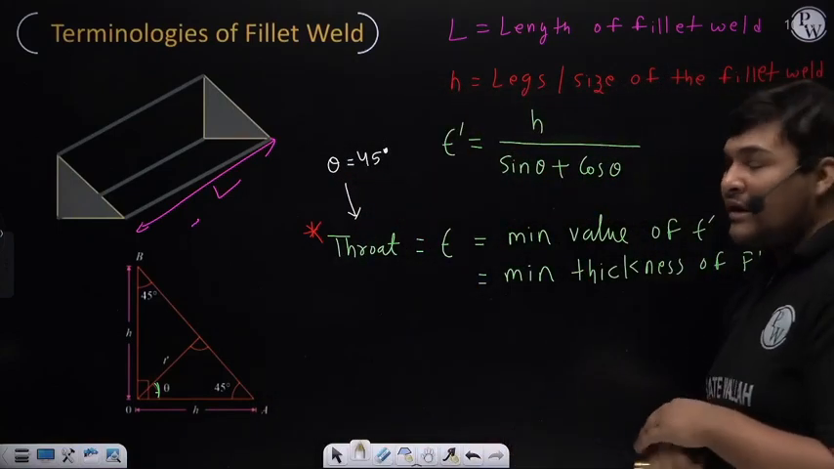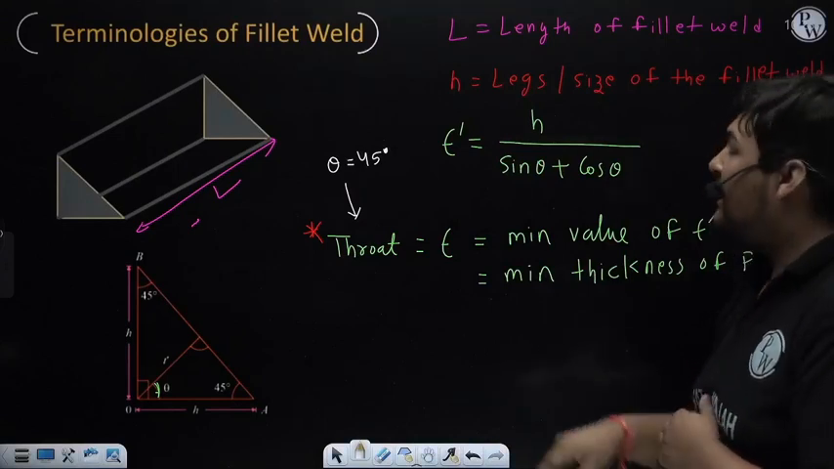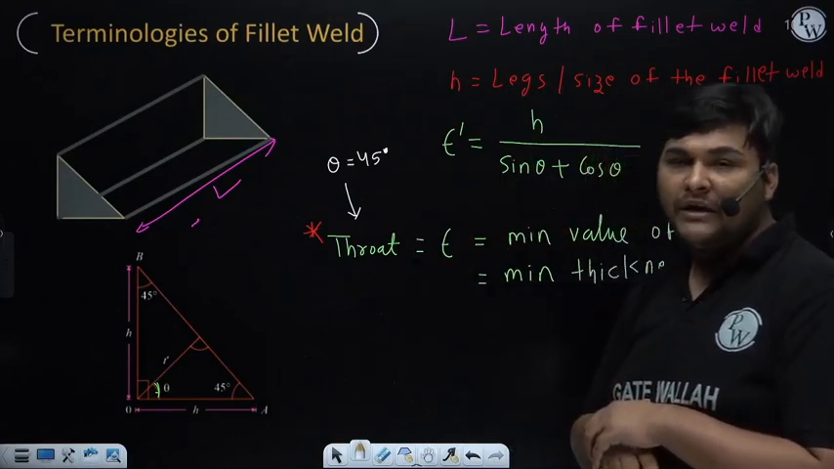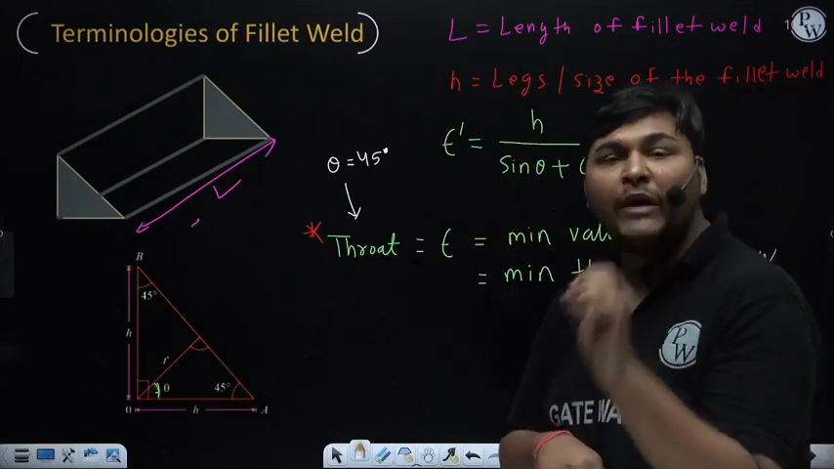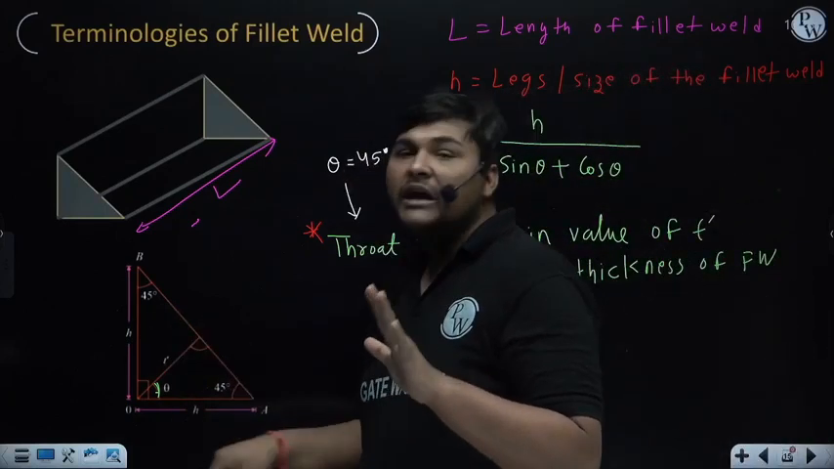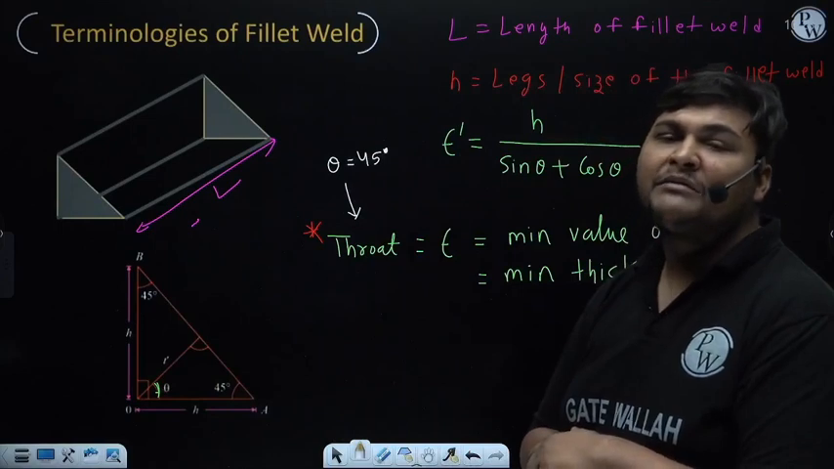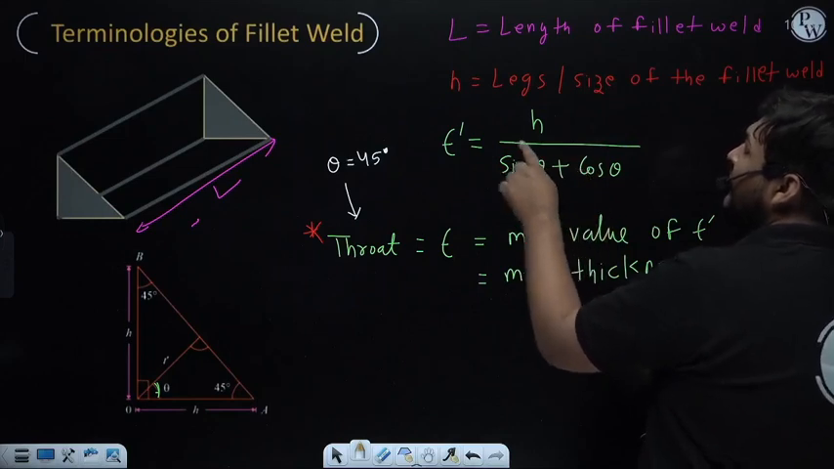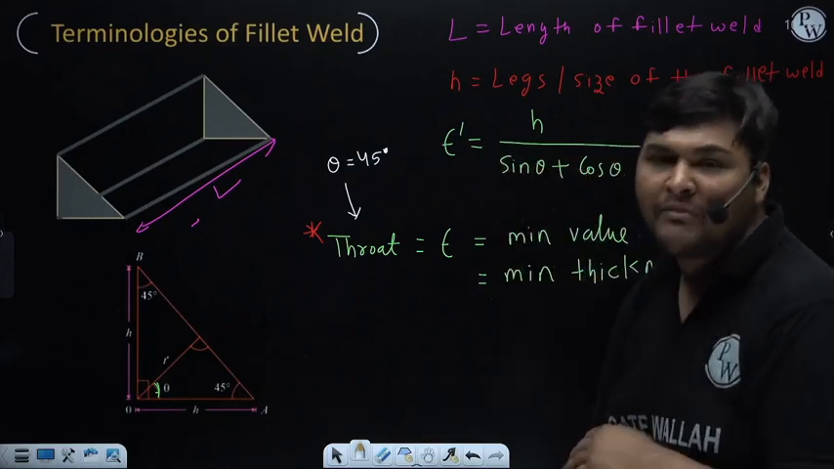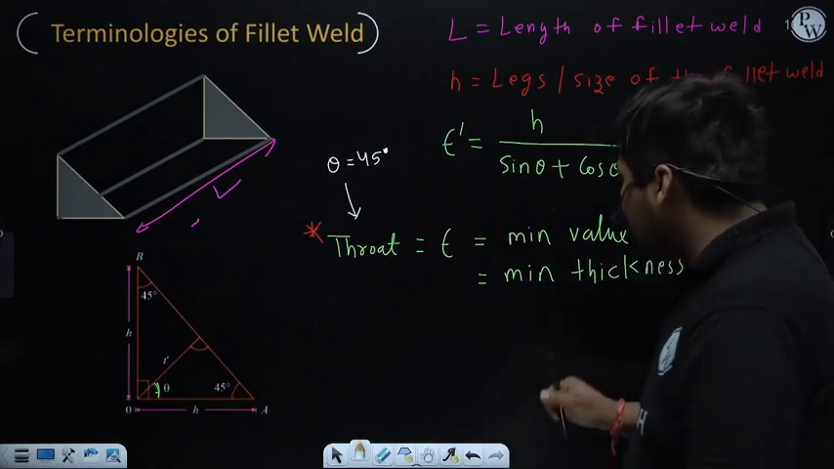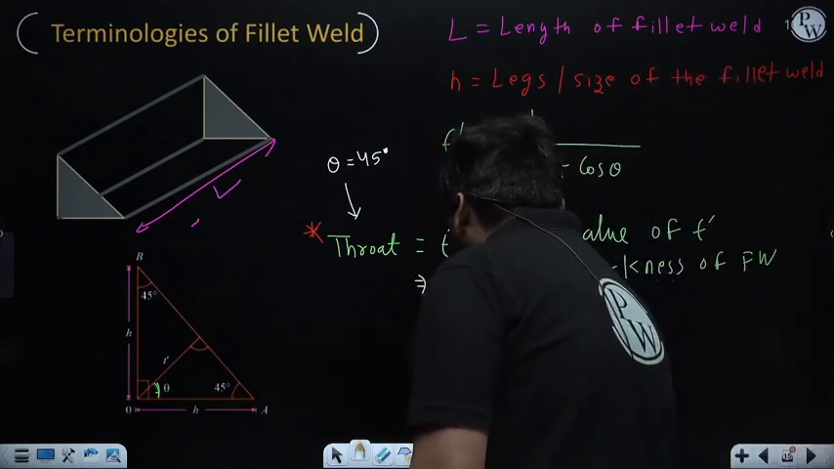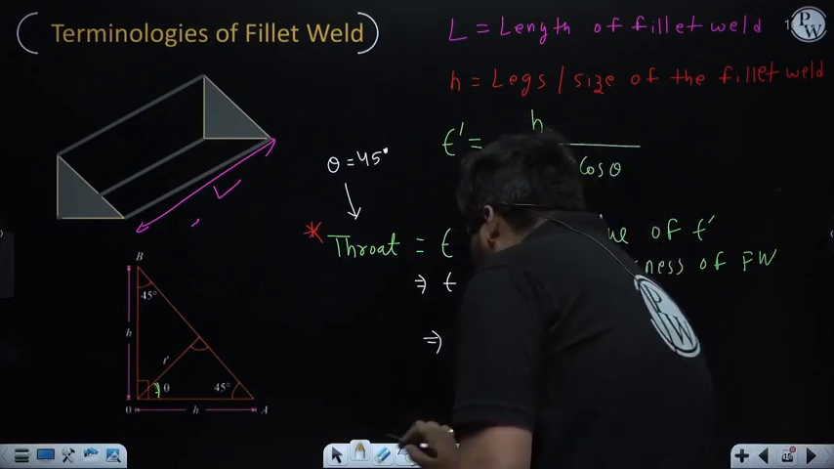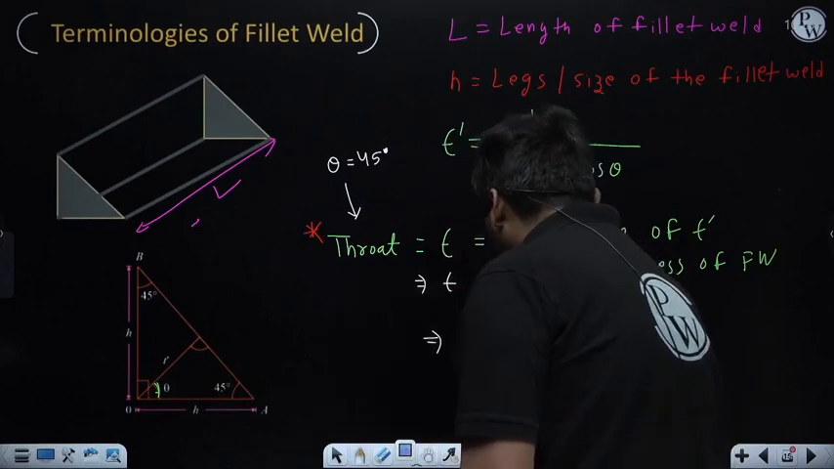So if you want to find the throat thickness, in the formula of T dash put theta equal to 45 degrees, because at 45 degrees from either of the leg dimensions, whether you take it from this or this, T dash will be minimum, and that minimum thickness is known as throat thickness. If you put theta equal to 45 degrees, the expression of T dash becomes h upon root 2. You can check. So this formula is important: the formula to calculate throat thickness is h upon root 2, and you need to remember this.